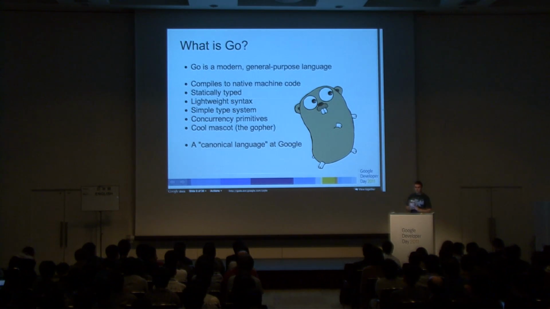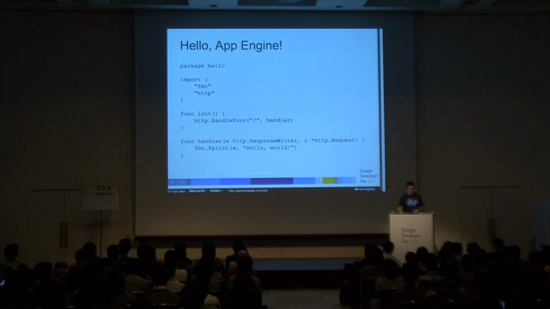And Go also has the coolest mascot by far, and that's a very big one. I'm not used to seeing one quite that large, but that's him, and he's really cool. And Go is also now one of the canonical or official languages that Google uses internally, so that's pretty exciting too.